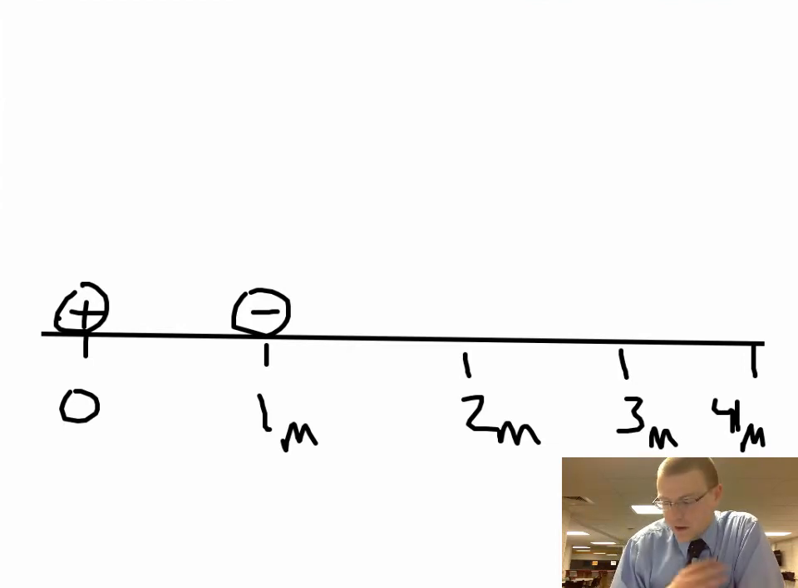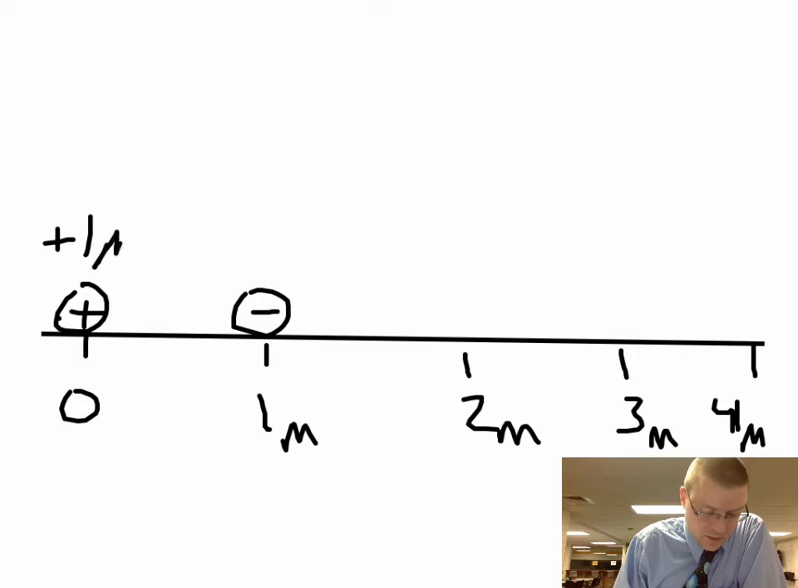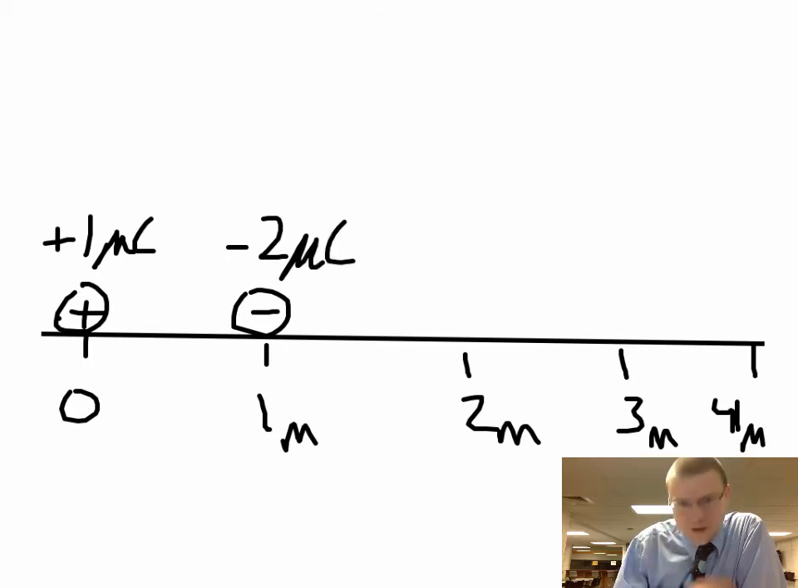So here's what we've got. We've got a positive charge. We'll give that positive charge a +1 microcoulomb charge. And that negative charge, let's make it -2 microcoulombs. So the question is, where would the electric field equal 0?